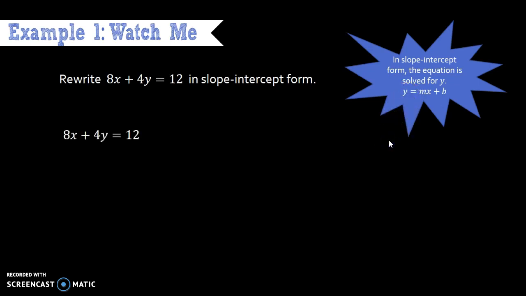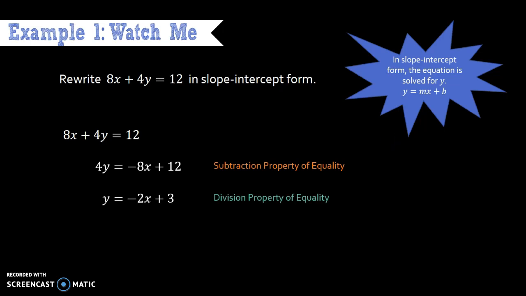I'm going to start with what I'm given, and I'm going to subtract 8x from both sides. Then to finish getting y all alone, I'm going to divide both sides by positive 4. That results in y equals negative 2x plus 3. It does follow this form, y equals mx plus b. My m, or my slope, would be negative 2, and my y-intercept, or b, would be positive 3.